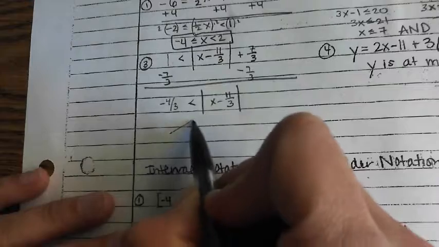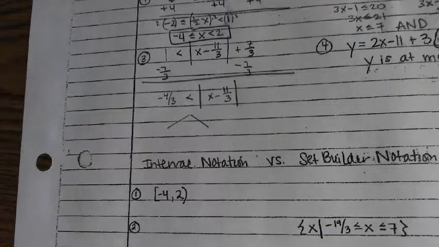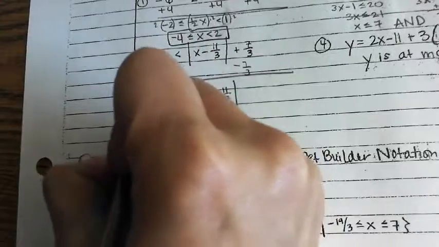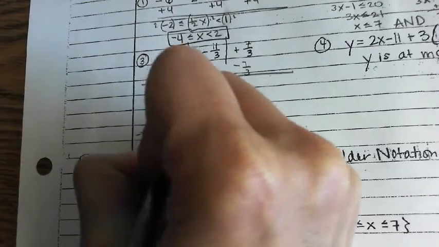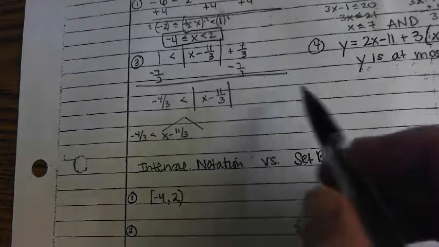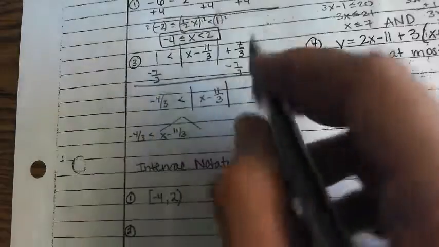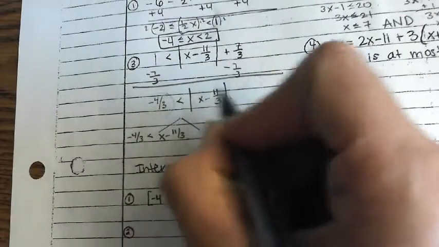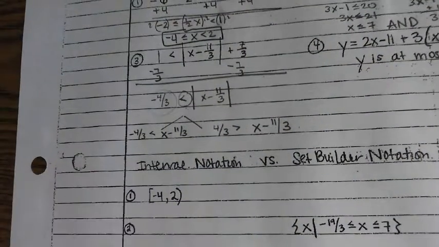Now, if we were branching, one of these inequalities would stay exactly the same. Negative 4 thirds is less than x minus 11 thirds. When you branch, you now no longer need an absolute value sign. It's kind of taking care of itself. And then the other one, we'd change this sign to a 4 thirds, and we'd switch the direction of the inequality to greater than. And we'd solve those two individually. I'm not going to solve those, though, because I already know the answer.